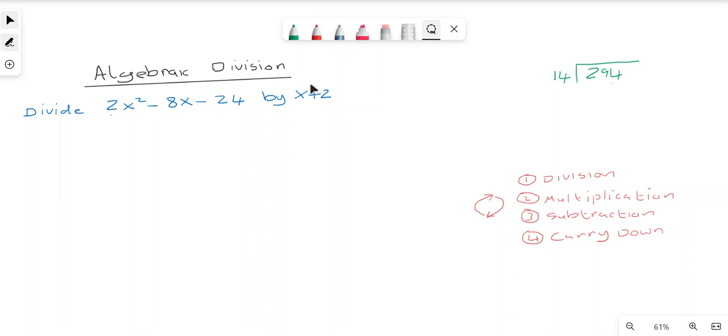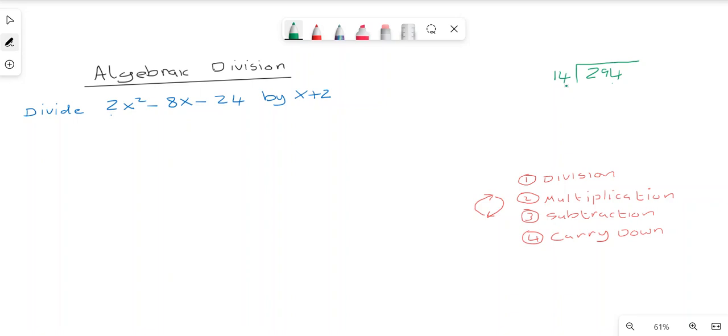Okay, so in this lesson, we are going to look at algebra long division. Before we get into algebra long division, we want to think about long division without algebra. So if we take, for example, 294 and we divide it by 14, let's think about the process that we have to go through in order to follow this.